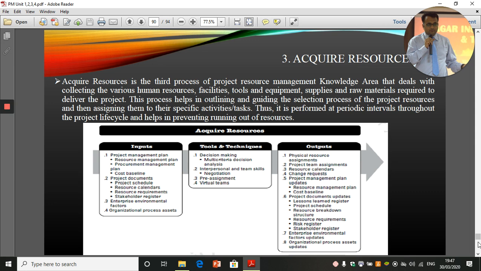Thus, it is performed at periodic intervals throughout the project lifecycle and helps in preventing running out of resources. Now, here you input project management plans, project documents, enterprise environmental factors, and organizational process assets. And you convert them into physical resource assignments, project team assignments, resource calendars, change requests, project management plan updates, project document updates, enterprise environmental factors updates, and organizational process assets updates. And what are the tools? Decision making, interpersonal and team skills, pre-assignment, and virtual teams.